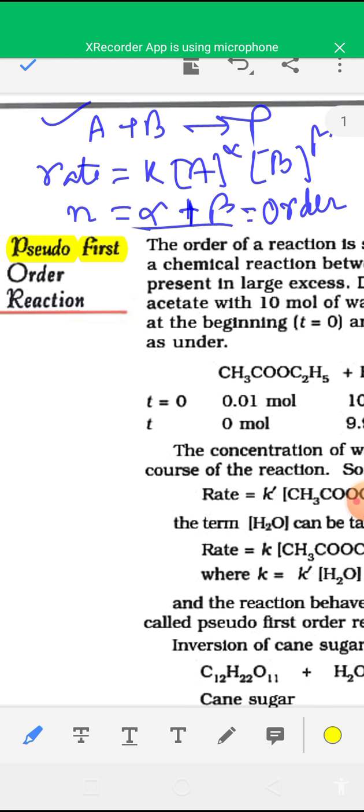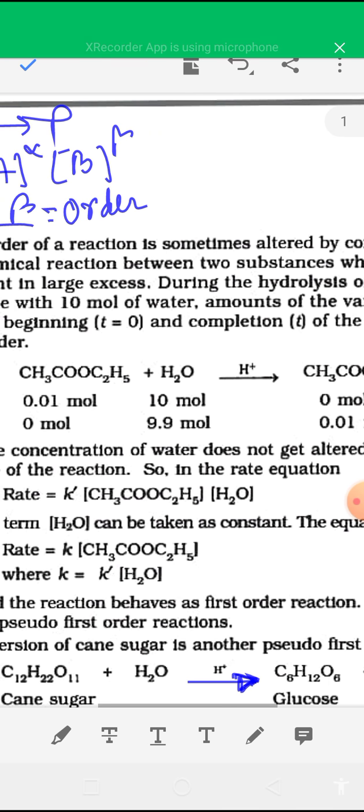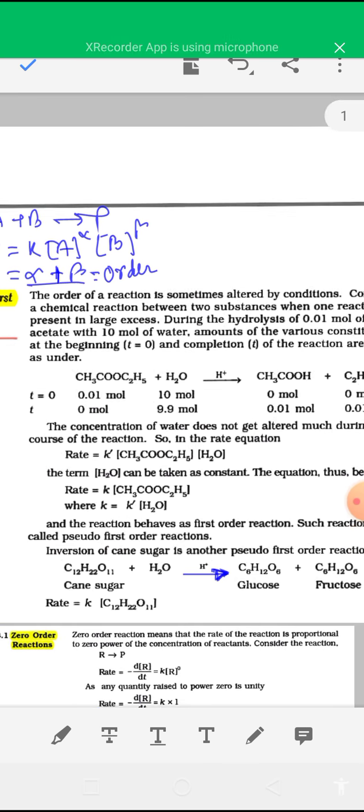Pseudo first order reaction. So what are these pseudo first order reactions? Some chemical reactions which seem to be second order reactions, but actually they are first order reactions, and this type of reactions are known as pseudo first order reaction. Example of pseudo first order reaction: hydrolysis of ethyl acetate.